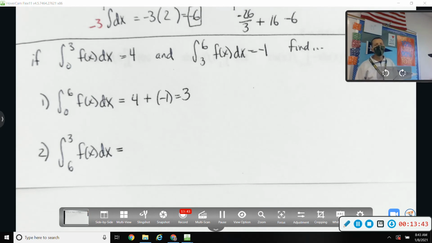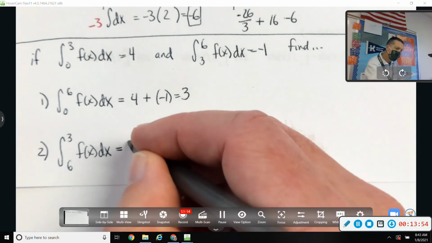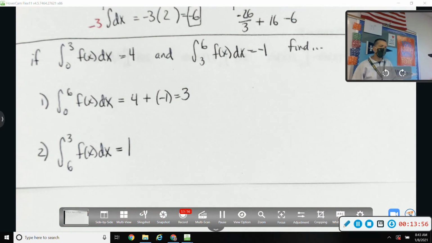About the integral from 6 to 3 of f of x dx? So from 3 to 6 is negative 1, but that means if we go backwards, we're now negative, negative, we're back to a positive 1.